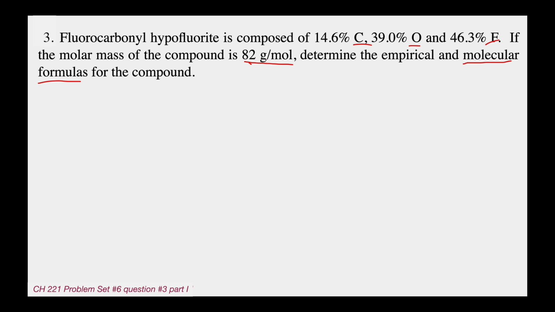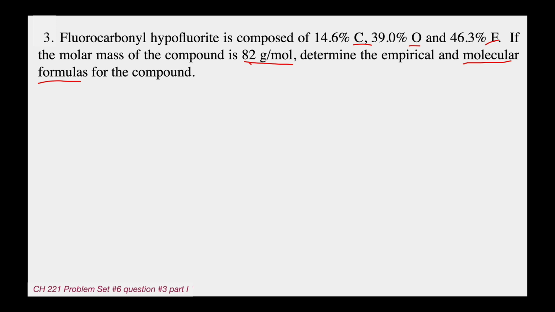What we're going to do is first turn those 3 percentages into grams. We'll assume 100 grams total. We'll then go from grams of each of them to moles. We'll compare the moles to each other, smaller on the bottom, bigger one on the top. That's going to lead us to the empirical formula. And the empirical formula's molar mass will be compared to 82 grams per mole. And using that ratio, we'll be able to find the molecular formula for the compound. Okay, no problem. Let's do it.